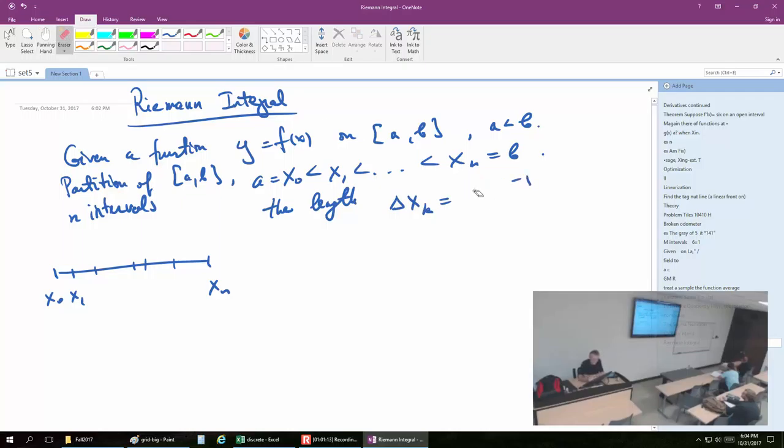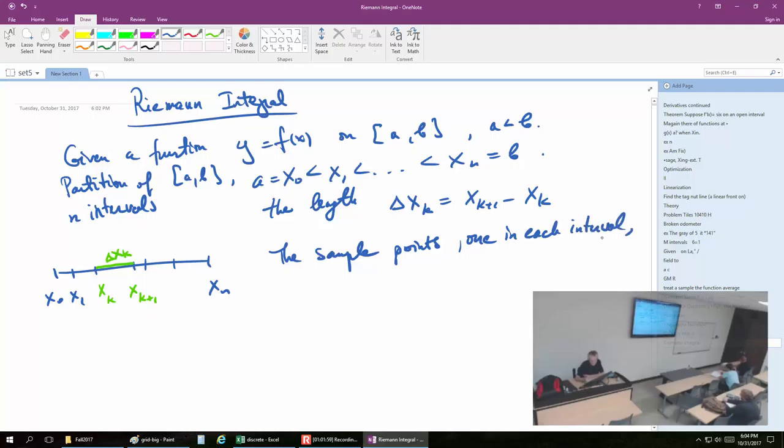At this time, let's make it slightly more general, so we're not cutting into equal parts. They could just as well be different, which means the lengths are also different. Delta xk is equal to xk plus 1 minus xk. So if this is xk and this is xk plus 1, then this is delta xk, the length. That is a partition, just a bunch of intervals. Let's call it P, partition P.